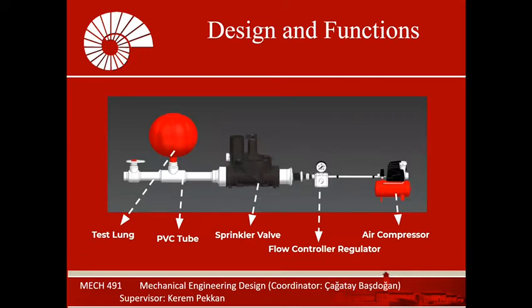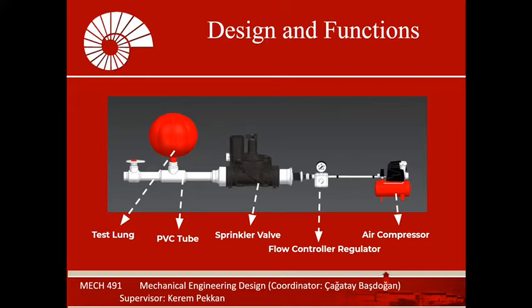First, we supply the air system with an air compressor. Then we bring the pressure of the air entering the system to the desired level with the flow control regulator. In this way, we constantly control the pressure of air entering the system. The sprinkle valve is the most important part.